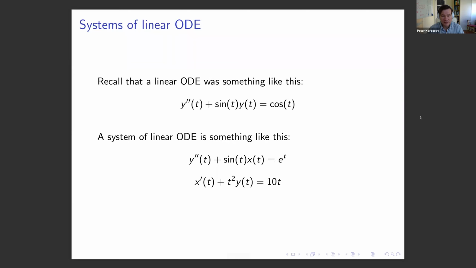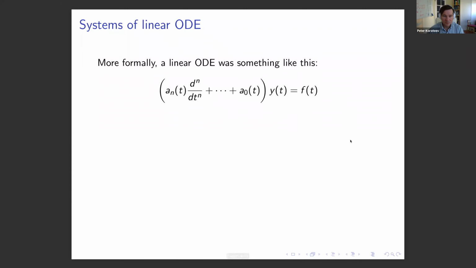A system of ODEs is something like this, when we have more than one unknown function and they're coupled together in the way shown here. So y' and y'' appear in the same equations as x and x', and x' appears in the same equations as y, and so on. More formally, a linear ODE looks like this.